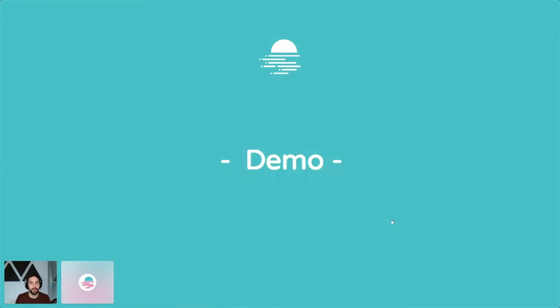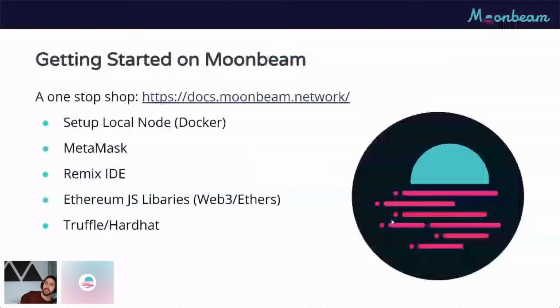So in the demo, we're going to cover different topics. Basically, we're going to cover how you can get started with the local node. We're going to cover the Docker version of things because it's a lot easier, honestly. When you build the binary, you actually have to wait like 30 or 40 minutes, depending on your computer. So the Docker thing is super simple. We're going to go to Metamask and connect our local node to Metamask, and we're going to interact with it. We're going to go to the Remix IDE and deploy some contracts. We're going to play around with some Ethereum JavaScript libraries, such as Web3 and Ethers.js, and Truffle and Hardhat as well.